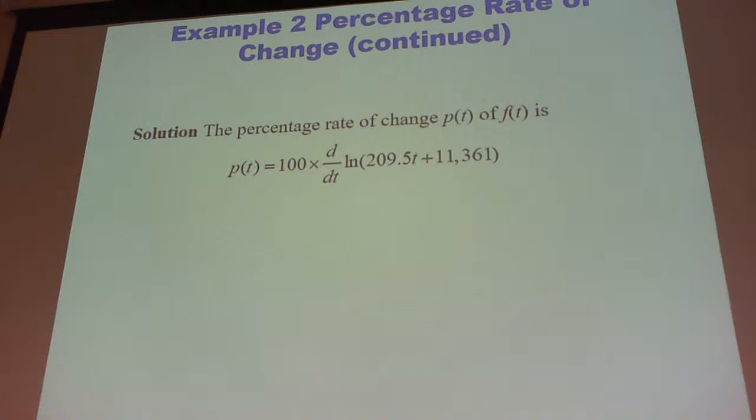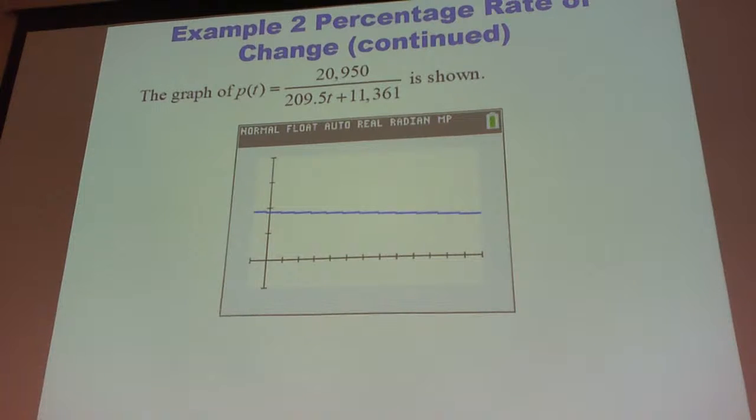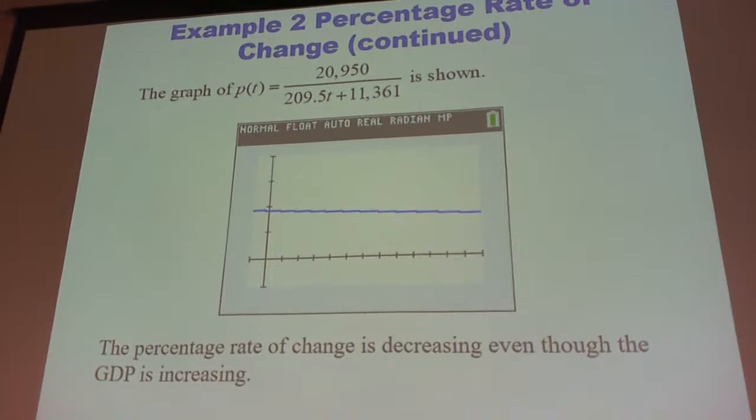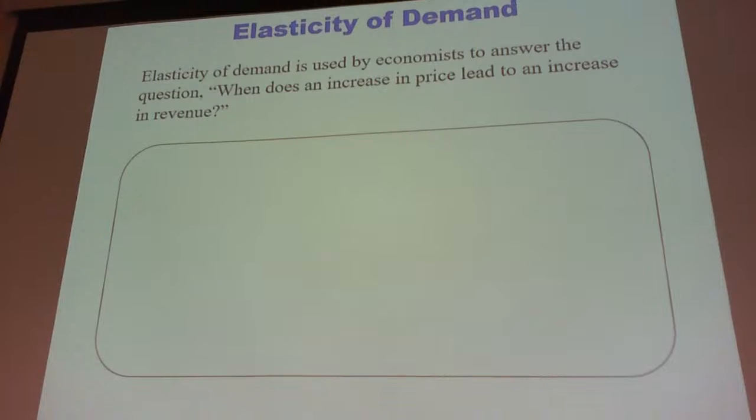So remember it was 100 times, because we changed the decimal to percent by multiplying by 100. We take the derivative of the ln of that model, and that gives me the 20,950 over the original 209.5t plus 11,361. If I graph it, even though it's going up, how it's changing is going down. So even though things go up, the rate of going up is actually slowing down. So this gives us a deeper look.